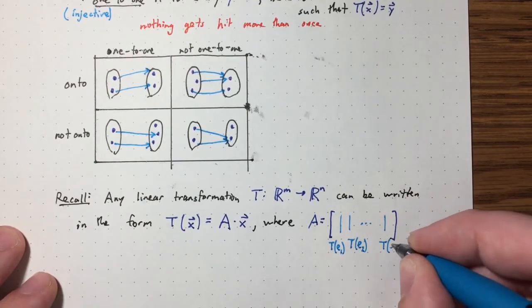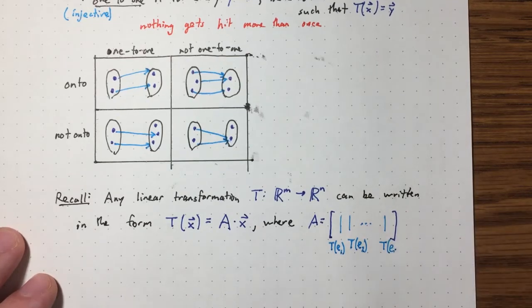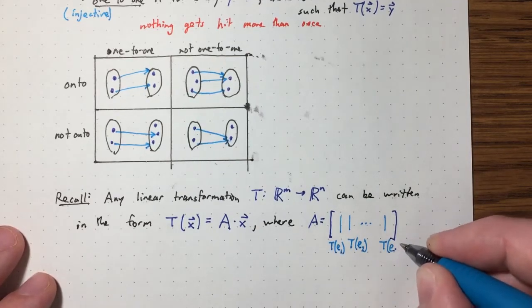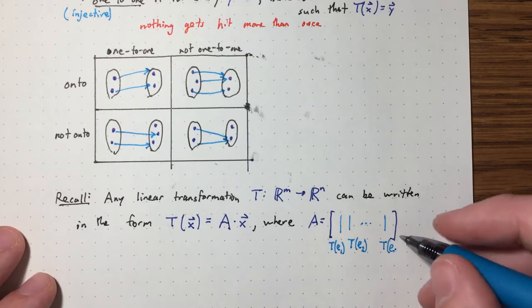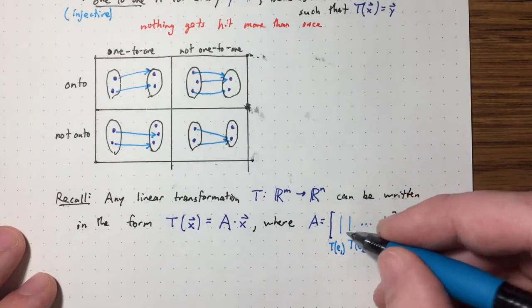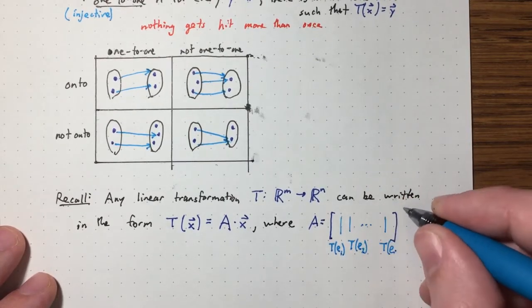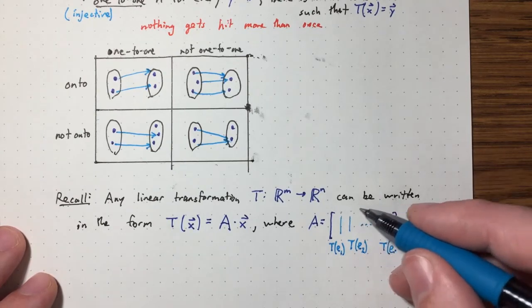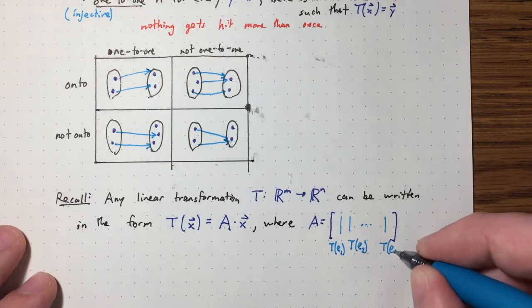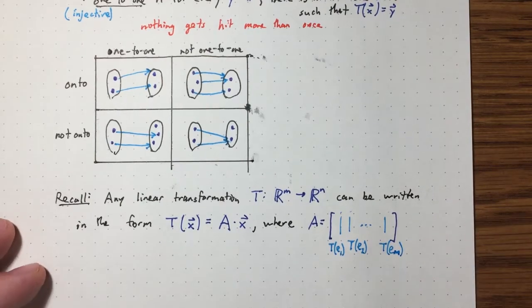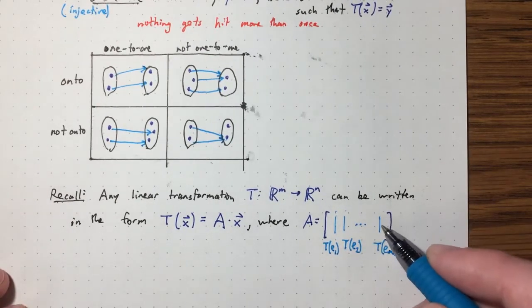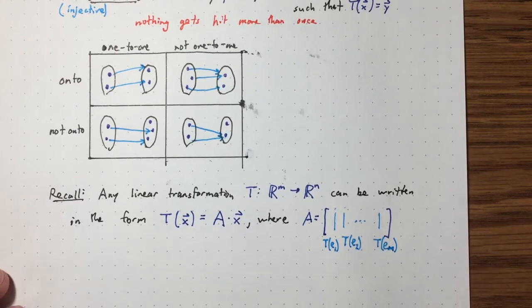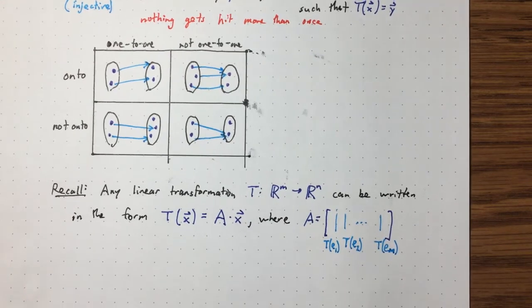Then finally, the image of my, what should I write here? Should I write M or N? So I'm going from Rm to Rn. These vectors have n components. And there are m of them, right? Because I'm multiplying this by a vector of length m, and those are the coefficients. So this will be T of e_m, which is 0, 0, 0, 0, 0, 0, 1. I look at where that vector gets sent under my linear transformation. Okay, so that's the matrix associated to the linear transformation.